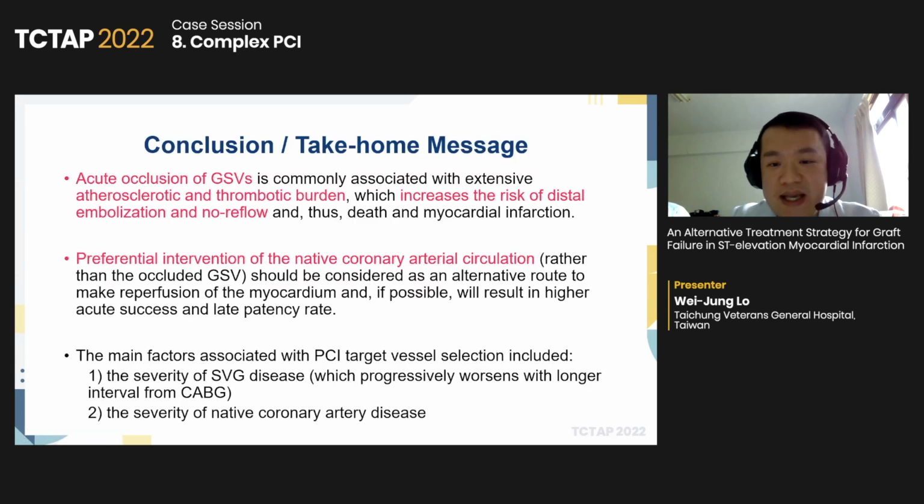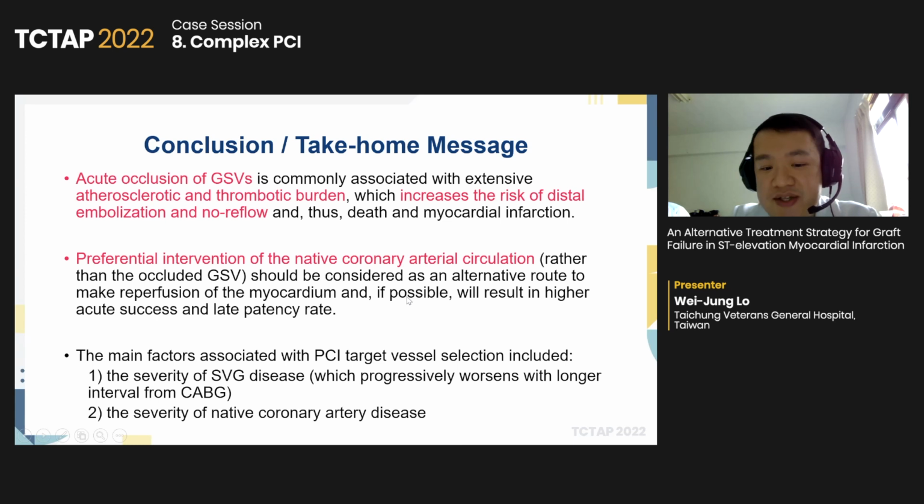And here I present a case of graft failure which caused ST elevation myocardial infarction. It's essential to understand the characteristics of vein grafts. My conclusion is that acute occlusion of a saphenous vein graft is commonly associated with extensive atherosclerotic and thrombotic burden, which increases the risk of distal embolization and no-reflow, and thus death and myocardial infarction. Preferential intervention of the native coronary arterial circulation should be considered as an alternative route to reperfuse the myocardium, and if possible, will result in higher acute success and late patency rates.